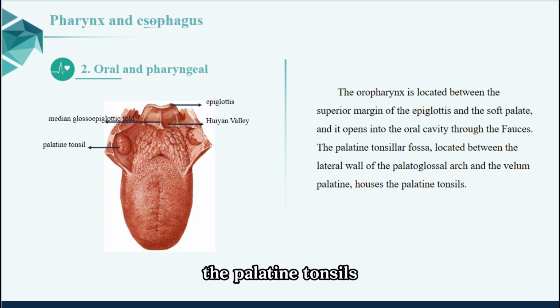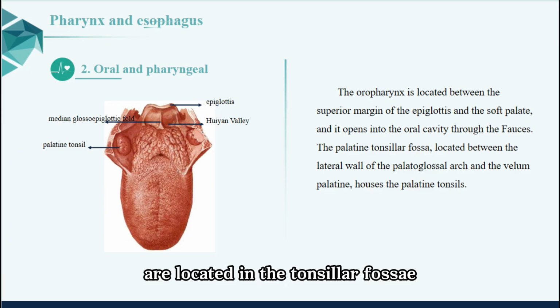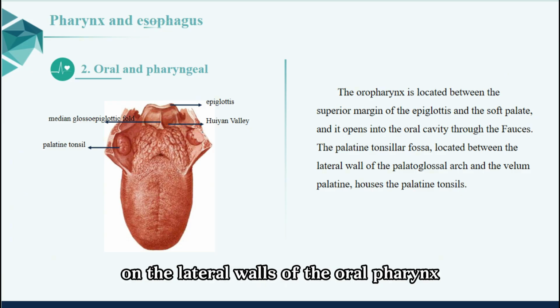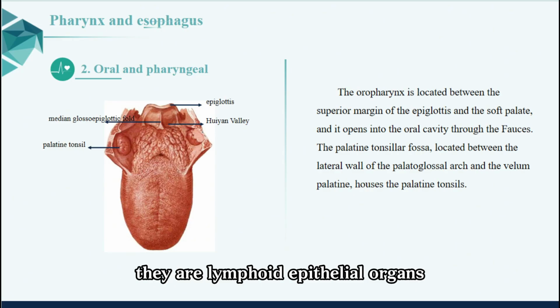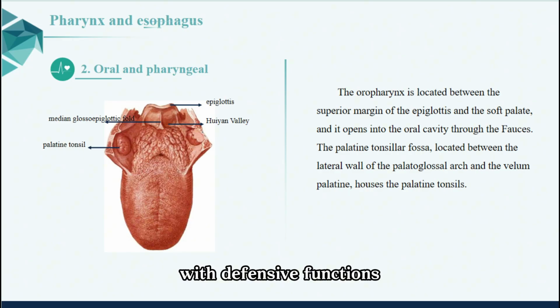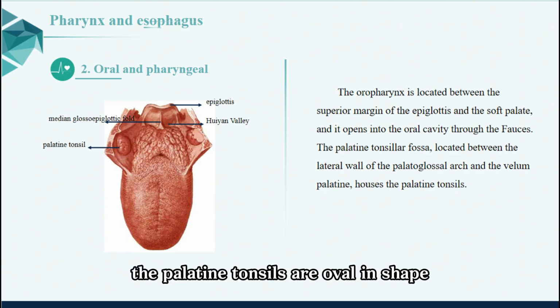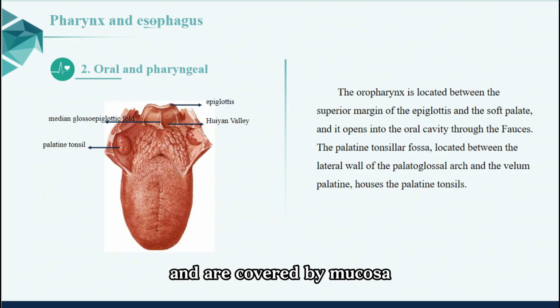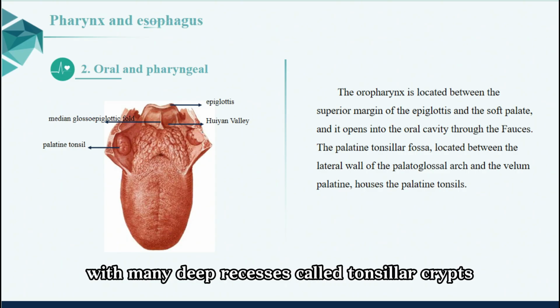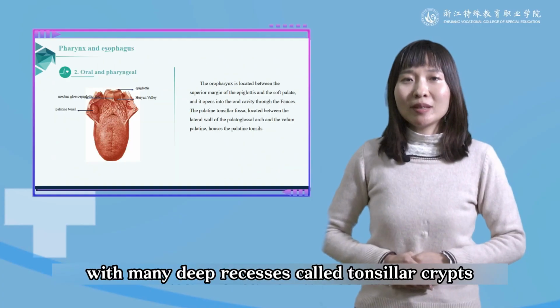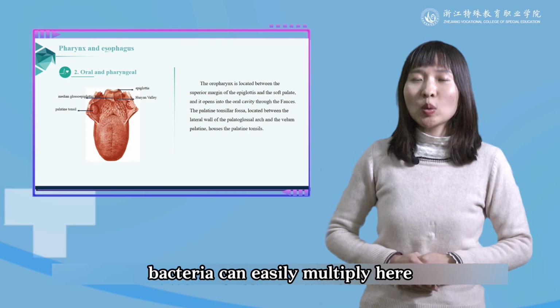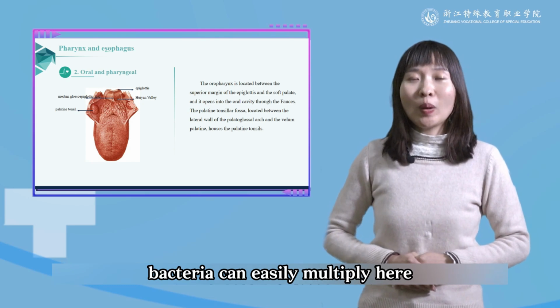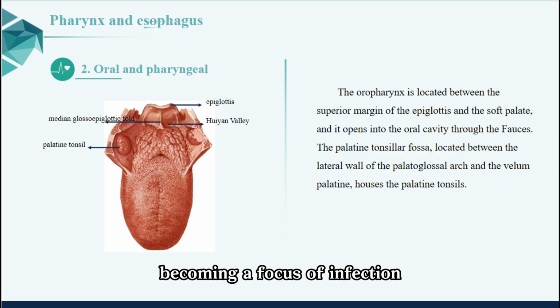The palatine tonsils are located in the tonsillar fossae on the lateral walls of the oropharynx. They are lymphoepithelial organs with defensive functions. The palatine tonsils are oval in shape. Their medial surfaces face the pharyngeal cavity and are covered by mucosa with many deep recesses called tonsillar crypts. Bacteria can easily multiply here, becoming a focus of infection.